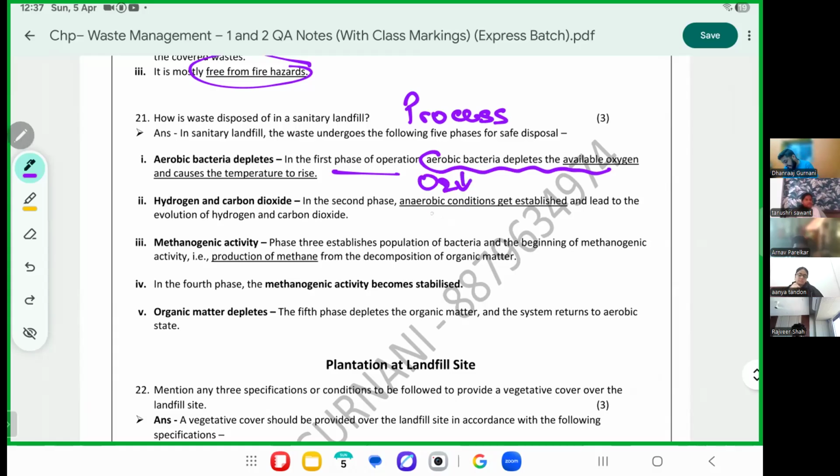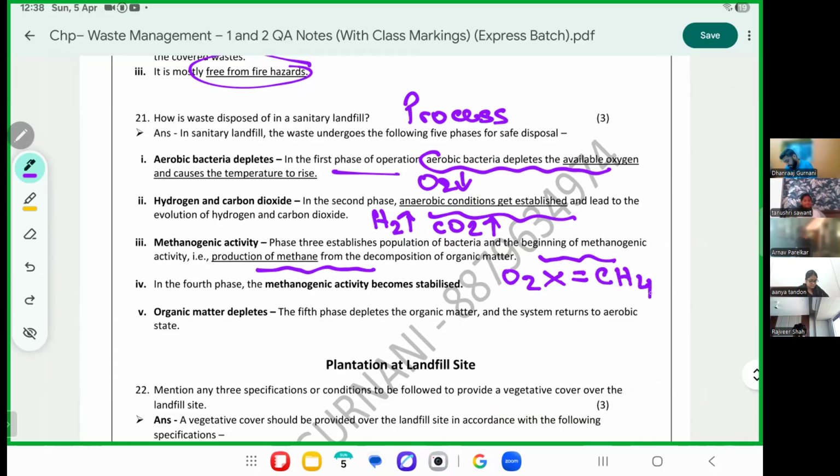In the second phase, anaerobic conditions are established. O2 is gone. What came? H2 and CO2 came. Please make H2 and CO2 up arrows. And since oxygen is gone, it results in methanogenic activity. That is, methane starts getting produced. What is the formula of methane? CH4 comes in.